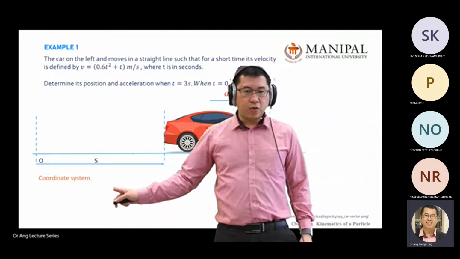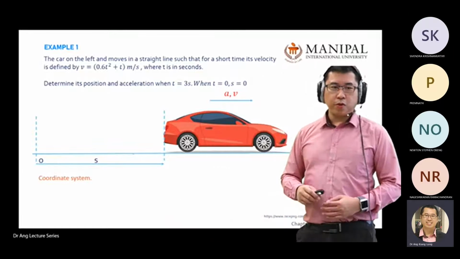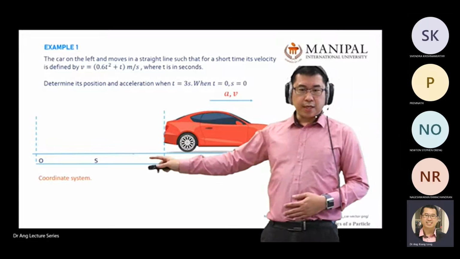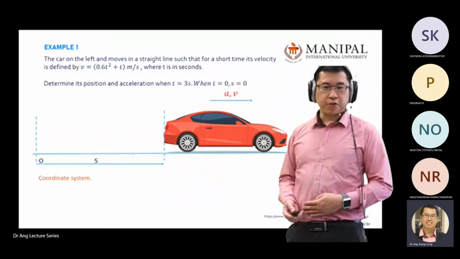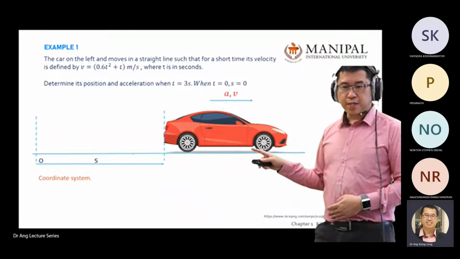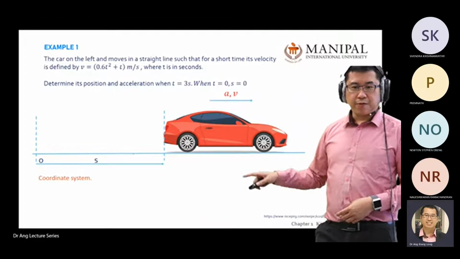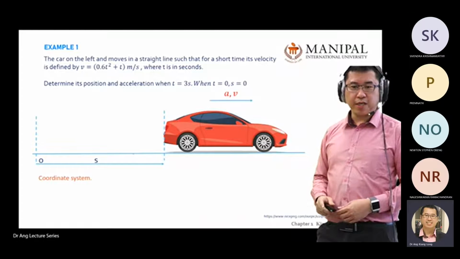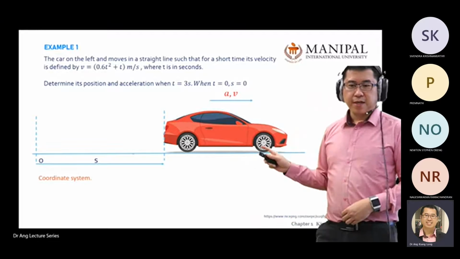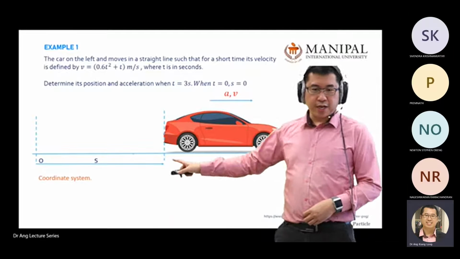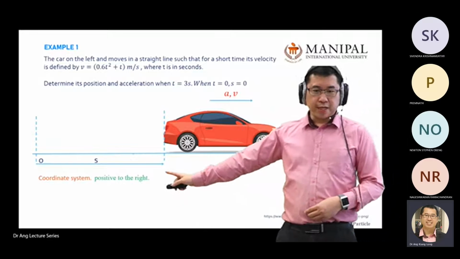In your answer, always identify your coordinate system or your reference system. Where is your origin? Where is your last position? So this is a 1D problem, one-dimensional problem. If you have motion in y and x, then you have 2D. If you have x, y, z motion, then you have 3D. We start with a very basic motion where we only move in a straight line. We have a one-dimensional problem. So positive to the right, this is what we agree.